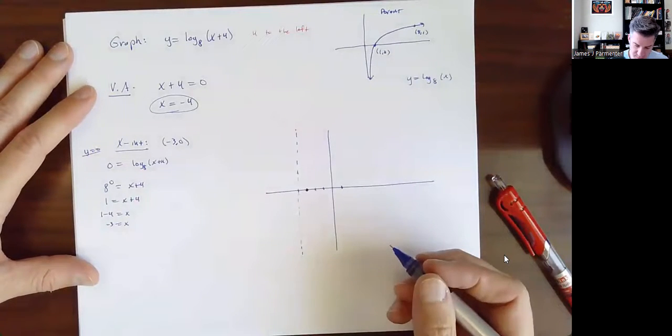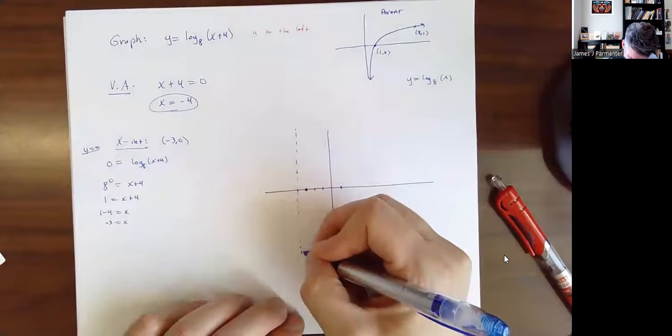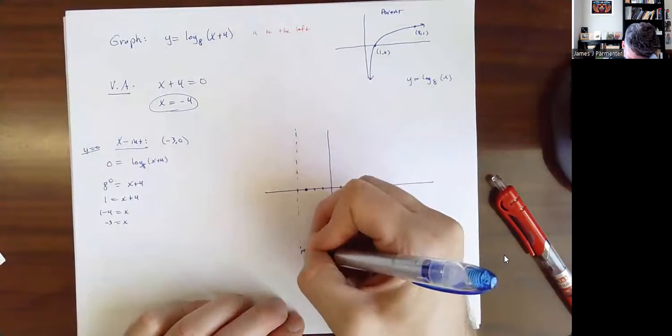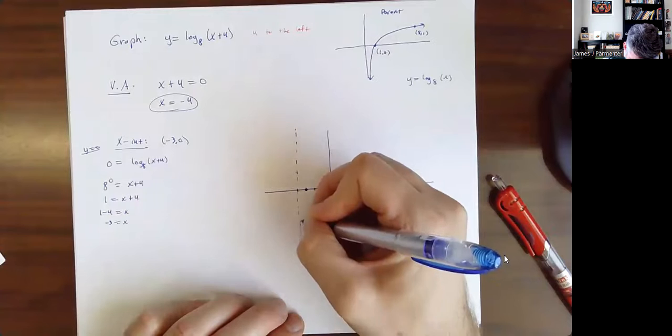And then I like to graph it first before I find the y-intercept. I know I'm going to have one. Oops, that's kind of really close there.